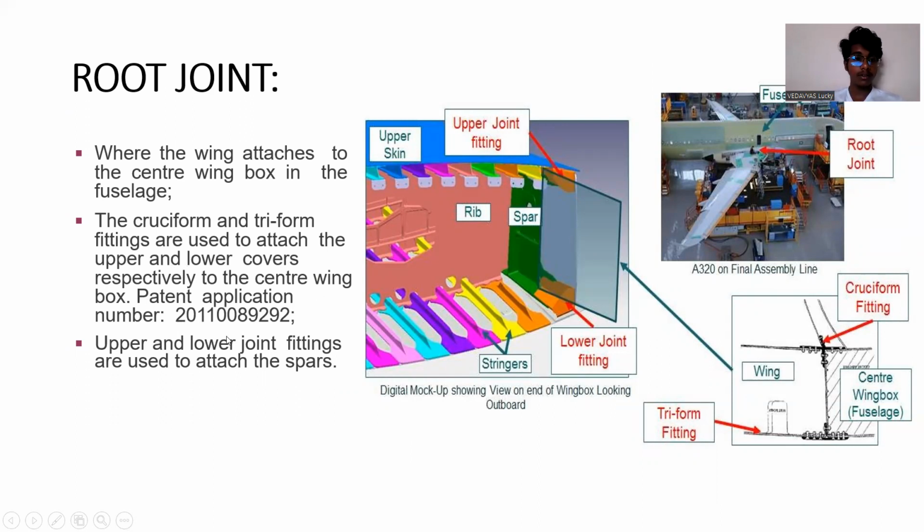Patent application number is given. As we can see, upper and lower joint fittings are used to attach the spars. As we can see, these are the spars inside it. In the wing structure, we have the center wing box, fuselage, triform fitting, and cruciform fitting. And the root joint is given to the fuselage, which is also a strong fuselage fitting.